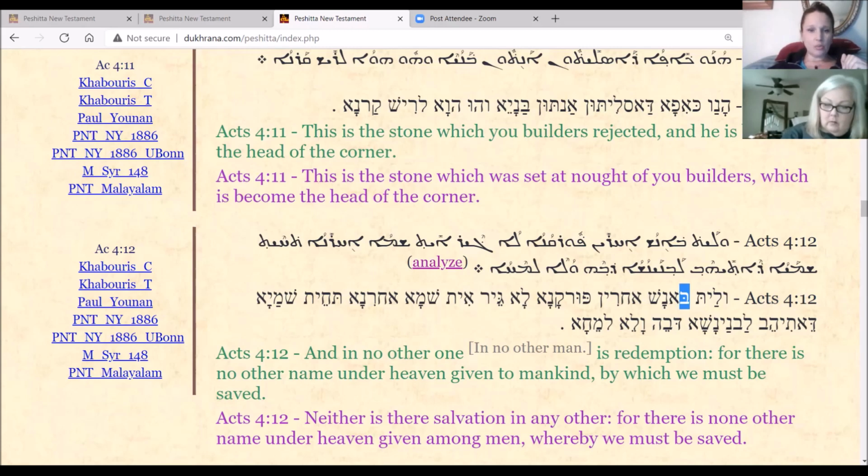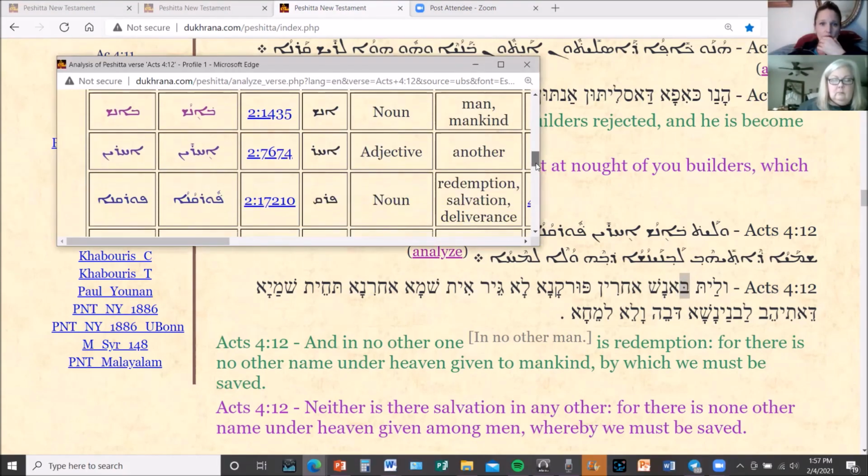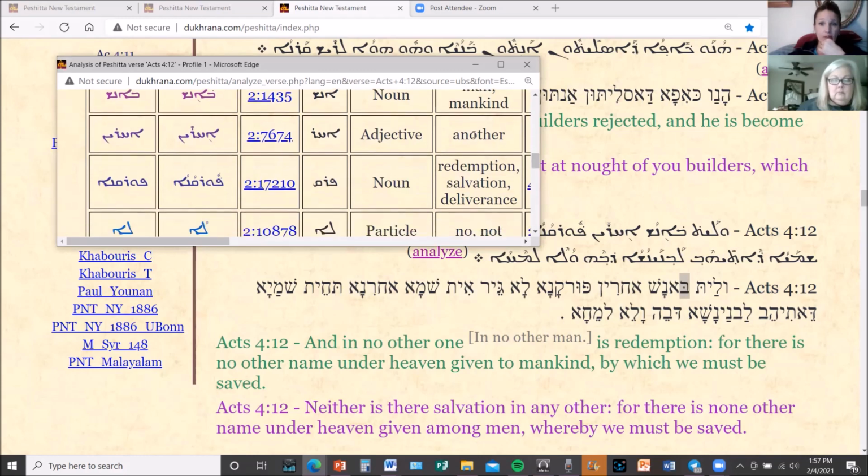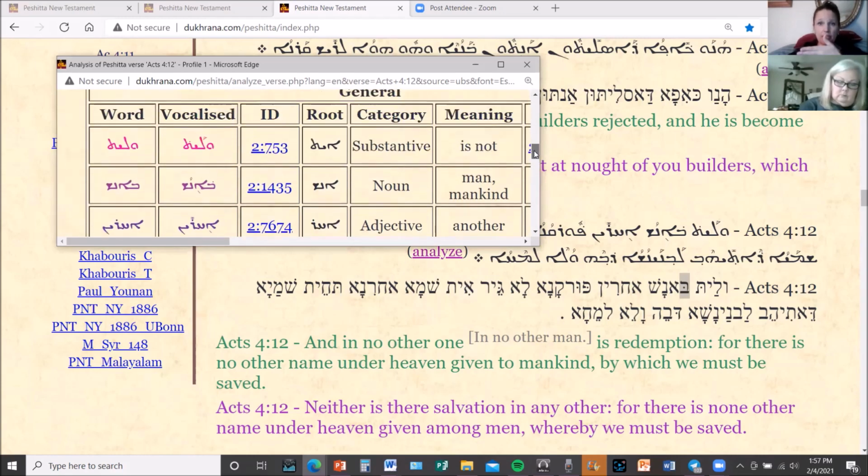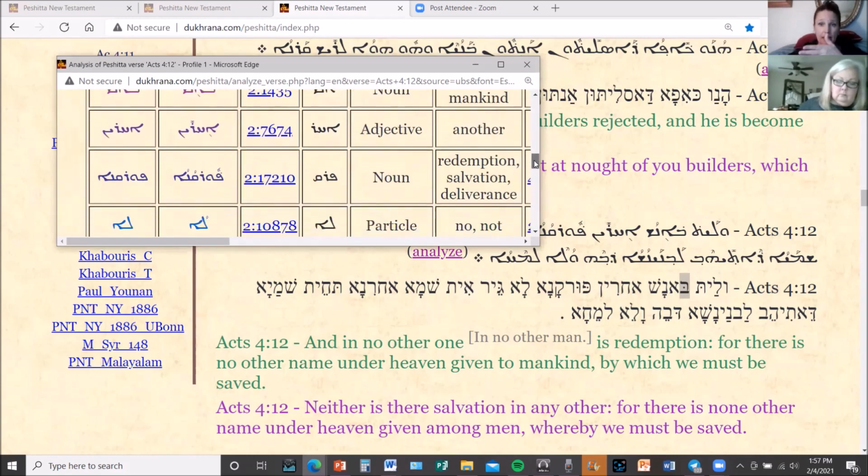And moving on to the next word, I'll have to do a screen share so that you can see it, so that I don't forget to do that. So the next word on there is "another." In mechanical translation, we have "is not man, mankind, another." And it's Achar. I find that very interesting because Achar is also a Hebrew word that means to be left behind, to procrastinate. It also means "after."